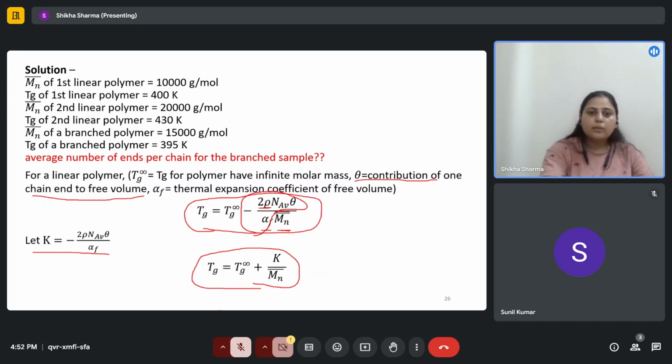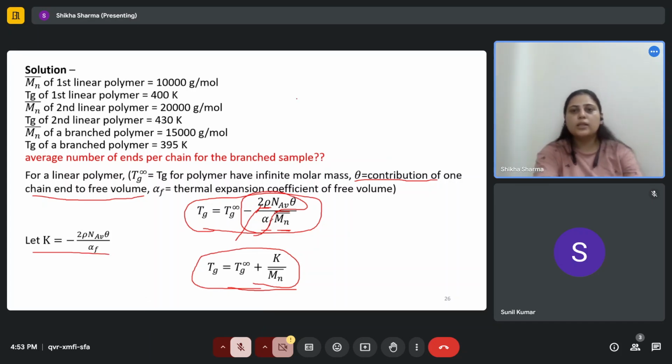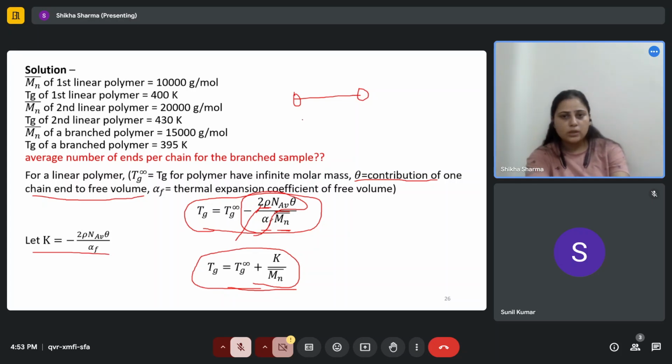This formula is for the linear polymer. Why is this 2 there in the linear polymer case? Because for a linear polymer there are two chain end groups, right? There are two sides, here and here, there are the two end groups. So 2 is there for the linear polymer. So this is the formula for the linear polymer.